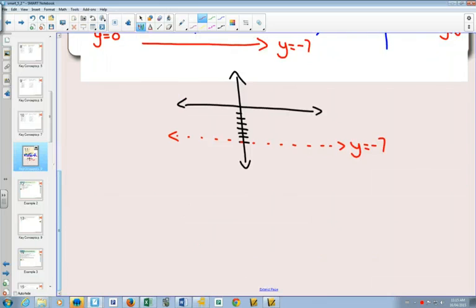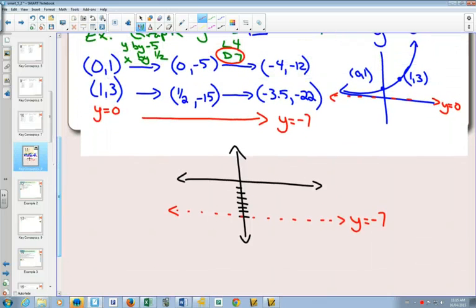And then we can plot our 2 points. We're going to have (-4, -12). 1, 2, 3, 4. (-4, -12). Just estimate it there. And (-3.5, -22). So those are the 2 points that we have.